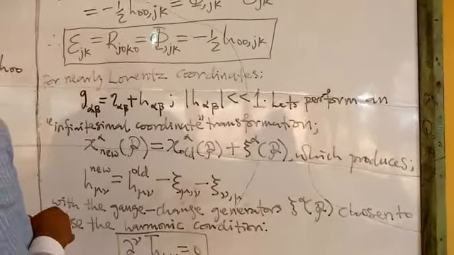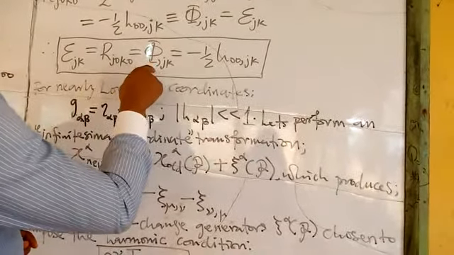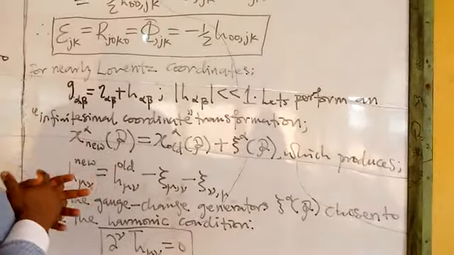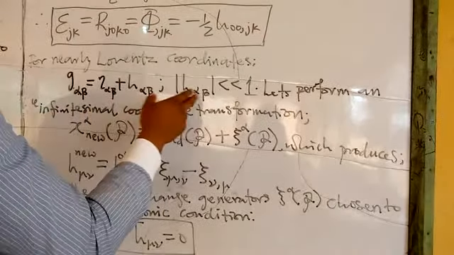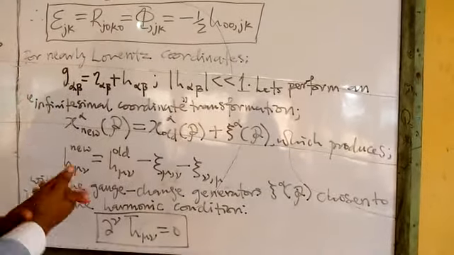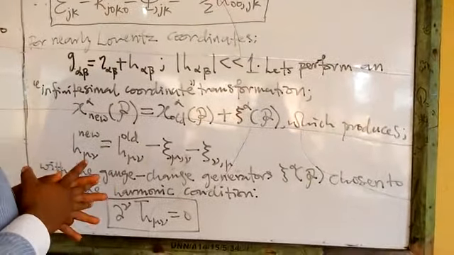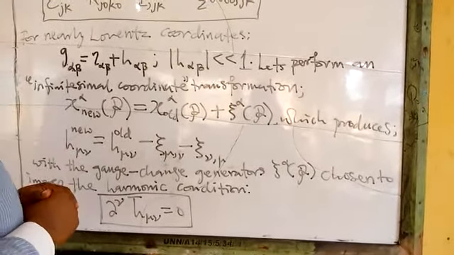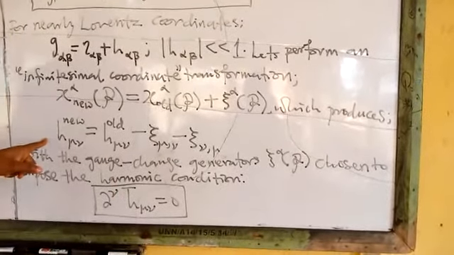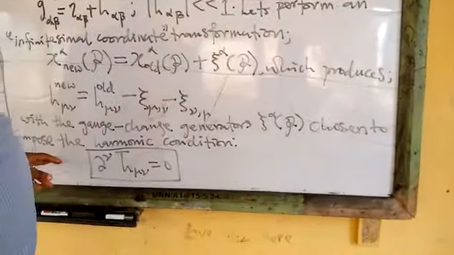So this gravitational field here is simply equal to Rj0k0, and is equal to that, which is equal to minus that, as we have shown here. So for nearly Lorentz coordinates, with these approximations that we've made, if we were to perform an infinitesimal transformation, I'm just working here with the notation of Thorne, but it's the same thing we have been doing all this while. Whenever we have this transformation, it induces one on the metric perturbation in this form, with the gauge change generators chosen to impose the harmonic condition.